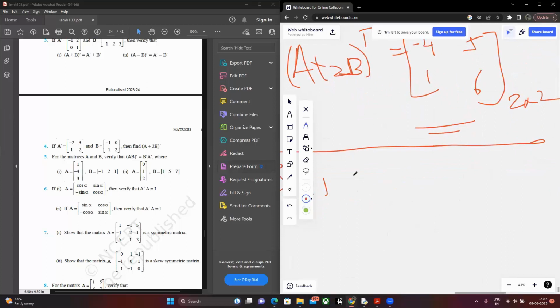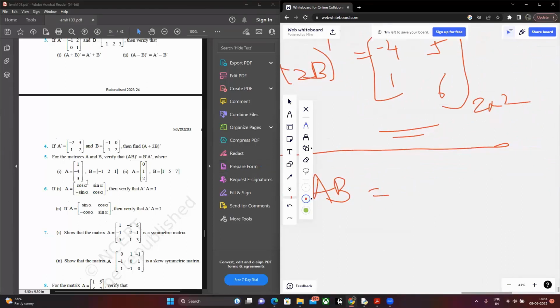All right. So AB is going to be, and remember that this is an N cross 1 matrix and this is a 1 cross N matrix, right? And the product of this is going to be an N cross N matrix and not a 1 cross 1 matrix. A row into a column is going to be a 1 cross 1, but a column into a row is going to give you an N cross N. So your product AB is going to be an N cross N matrix, or better yet, a 3 cross 3 matrix, because N is 3 over here.